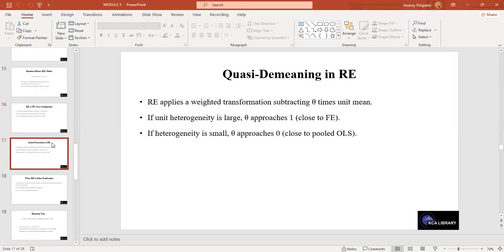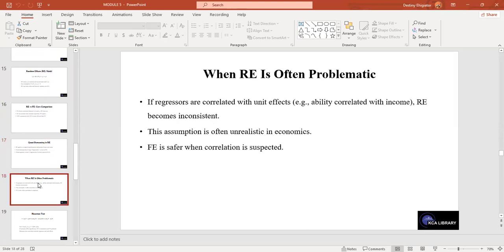Let's look at quasi-demeaning in RE. RE applies a weighted transformation, subtracting theta times the unit mean. If unit heterogeneity is large, theta approaches 1, that is close to FE. If heterogeneity is small, theta approaches 0, that is close to pooled OLS.